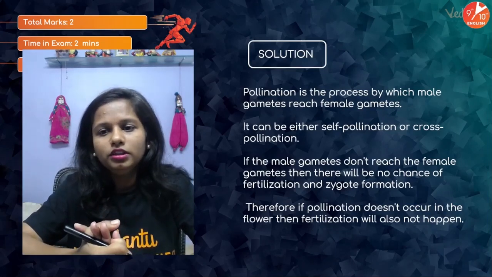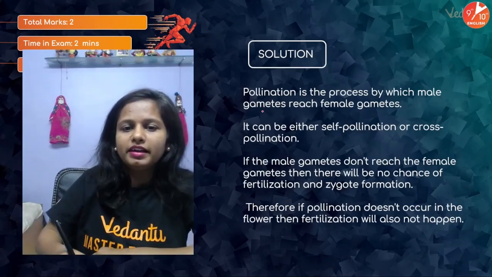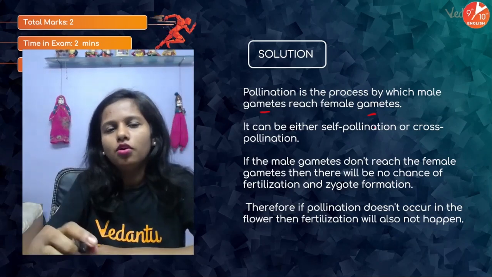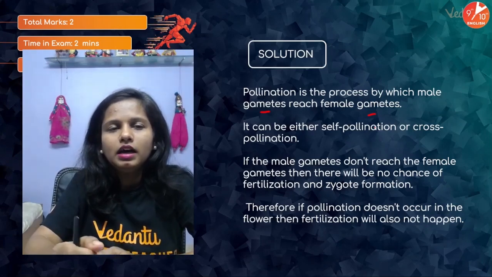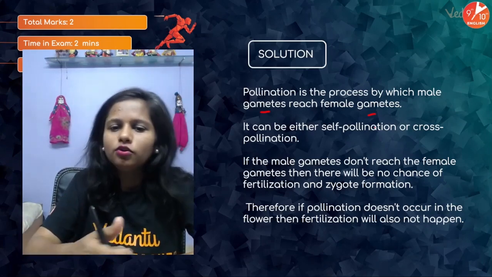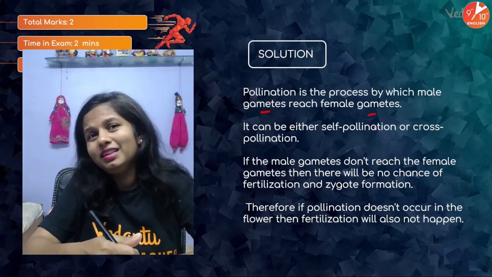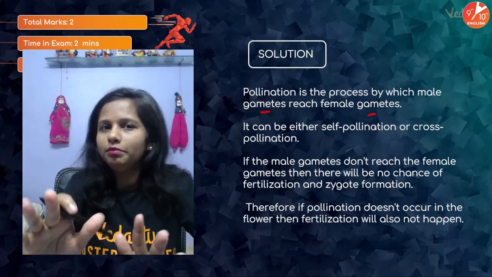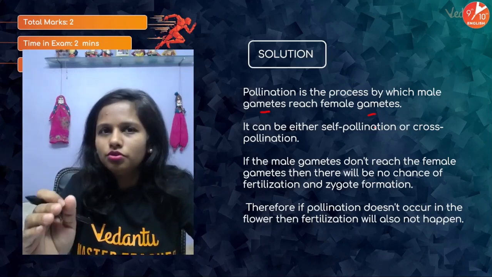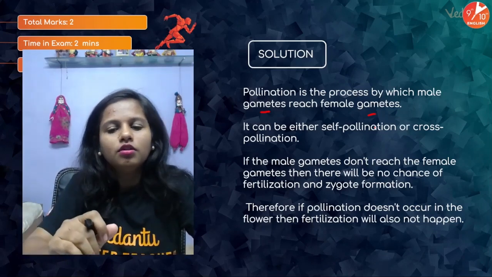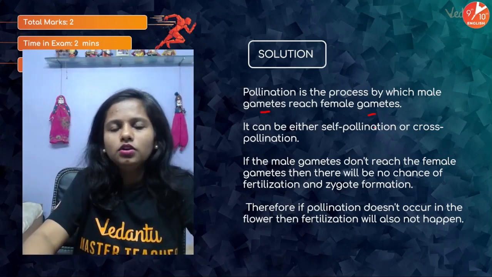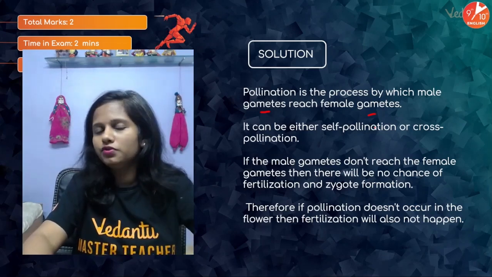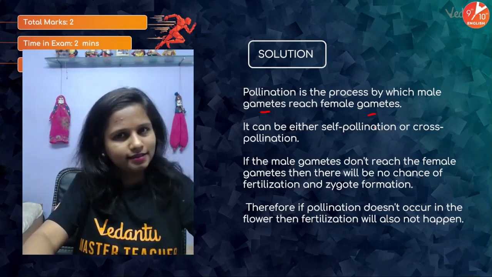Pollination is the process where the male gametes reach the female gamete. In case of plants, the pollen grain reaches the top of the stigma. Pollination is of 2 types, self and cross pollination. If the male gamete doesn't reach the female gamete, fertilization will not happen and the zygote will not be formed. So pollination is very essential for fertilization. You may write it in your own words much better than what has been presented here. The points which I mentioned earlier, you can write in the exact same manner.